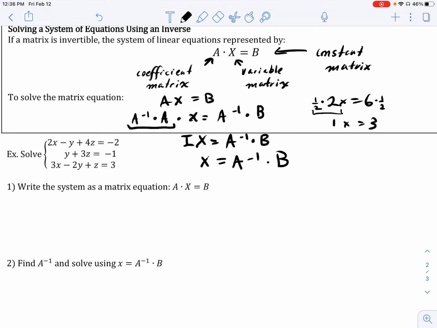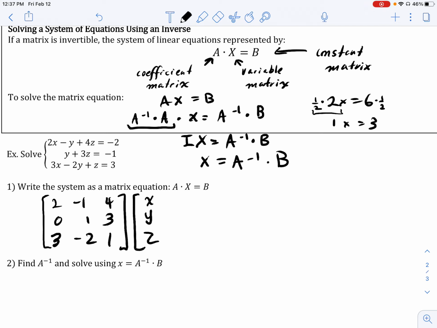So we have a system. We're going to write that system as a matrix equation. So first off, let's write our coefficient matrix, which is going to be 2, -1, 4, 0, 1, 3, 3, -2, and 1. Then we're going to multiply it by our variable matrix, which means we're going to have a single column with X, Y, and Z. And all of this here is equal to our solution or our constant matrix, which is -2, -1, and 3.